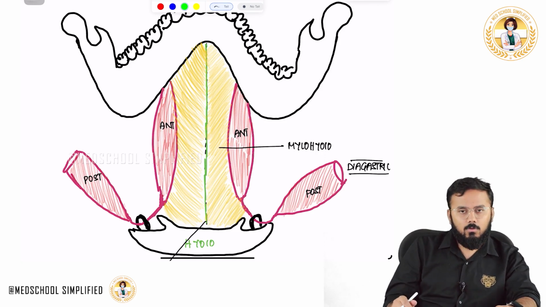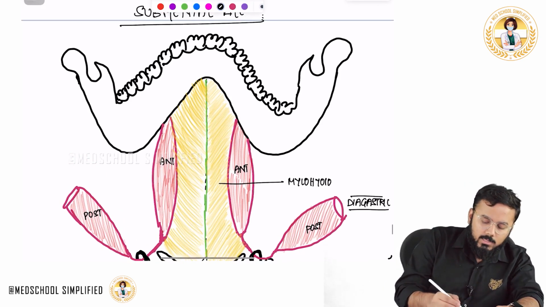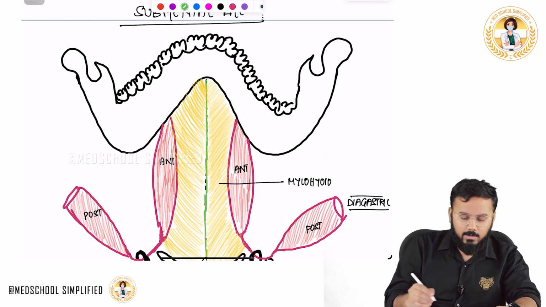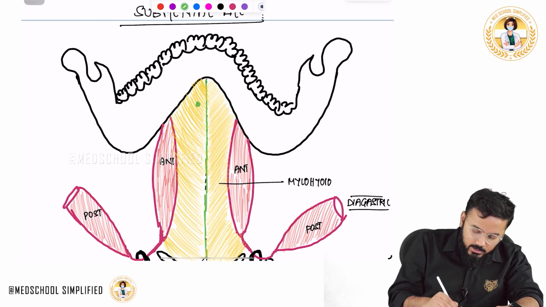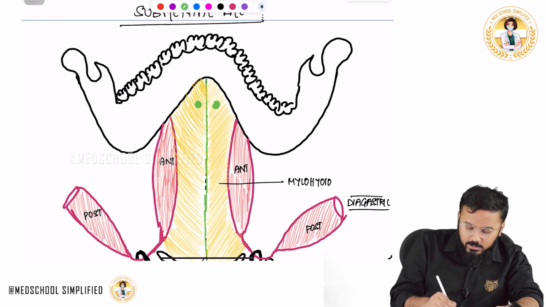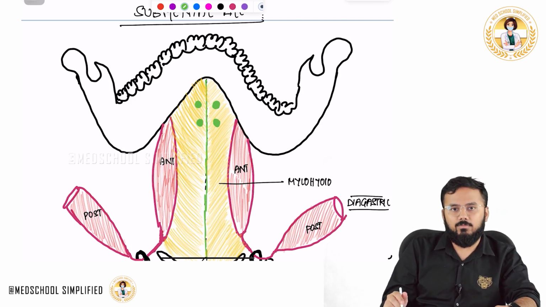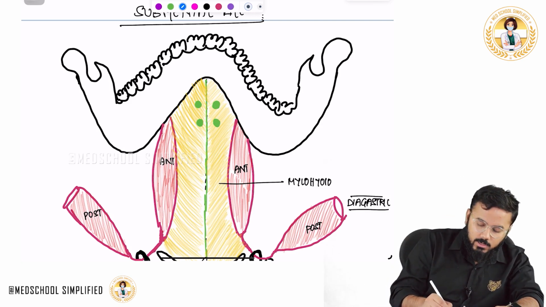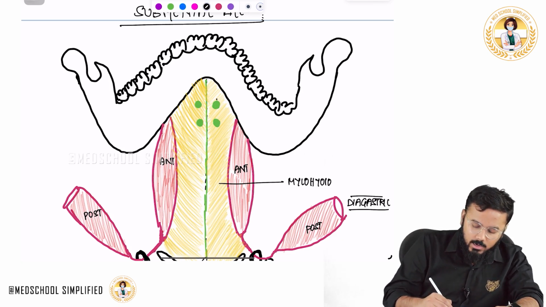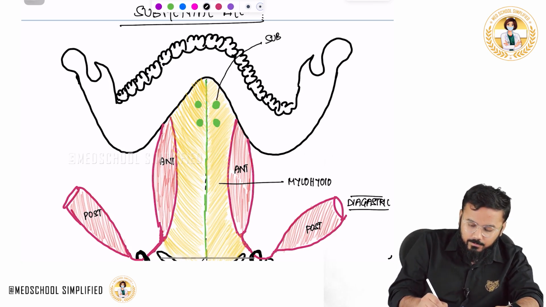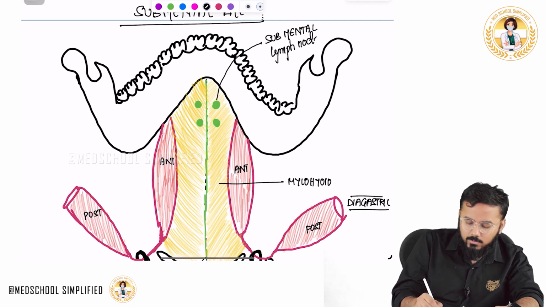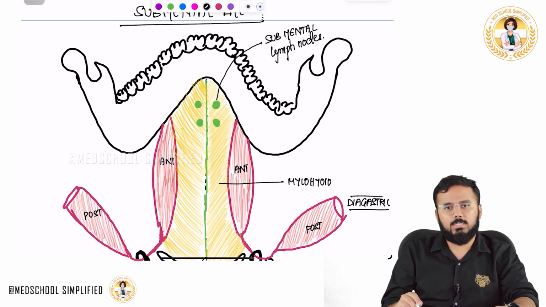Okay, so first of all we shall write down the contents that are located within this submental triangle. For example, there are many important structures which I'm drawing over here. These structures over here are called your submental lymph nodes.